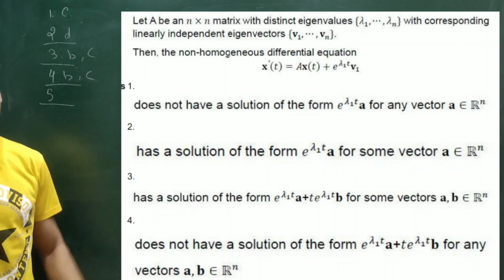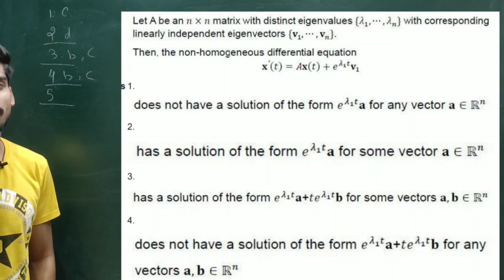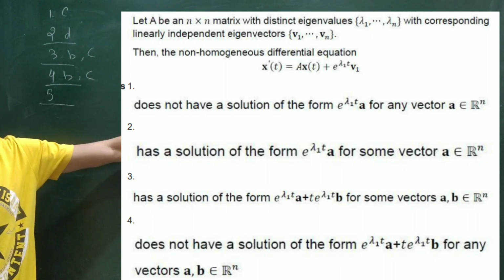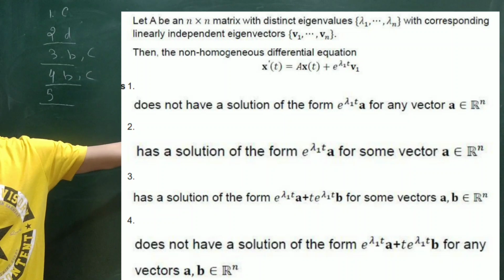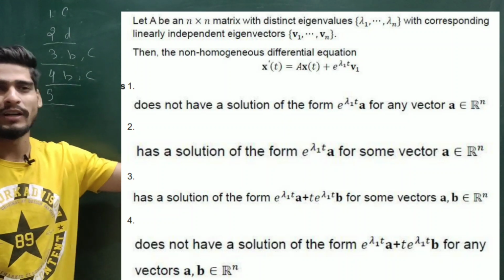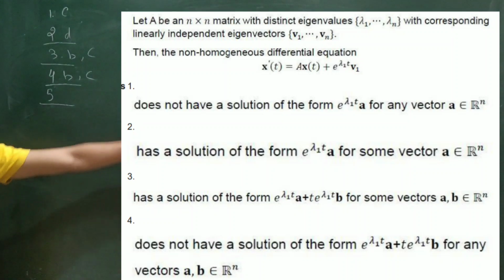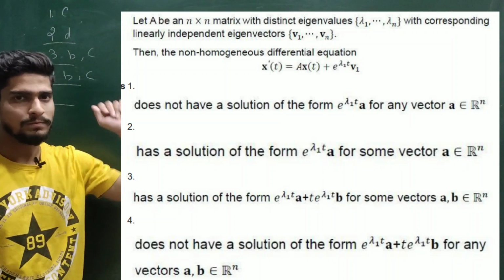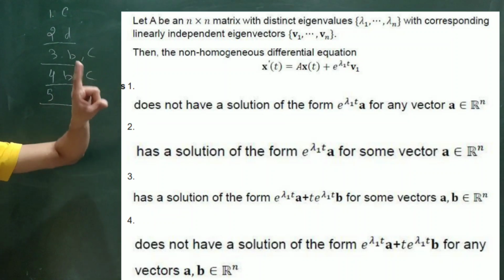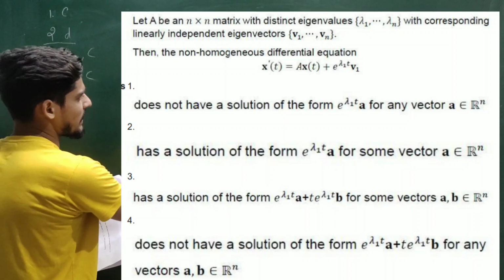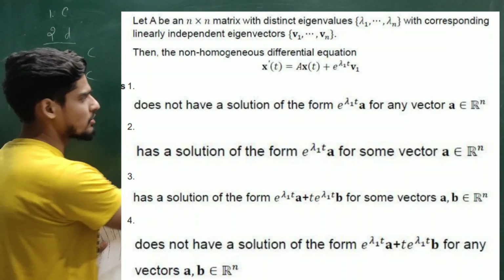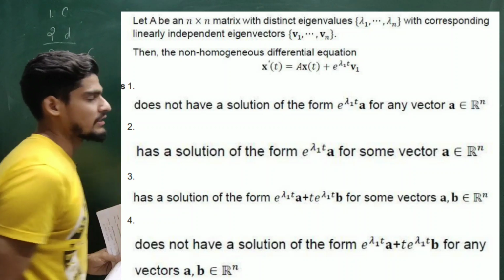Suppose I do not know the concept of non-homogeneous system. How can I proceed? In examination, this is just for the objective type questions, not for subjective, because in subjective you cannot attempt in this manner. So what should I do? If I do not know anything, but I want to attempt this problem, I will assume my A is a 1 by 1 matrix. What is the simplest concept? I will choose my A to be 1.